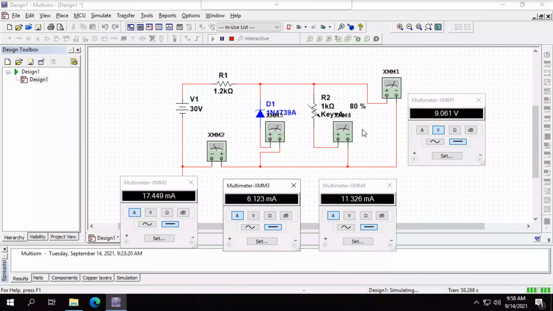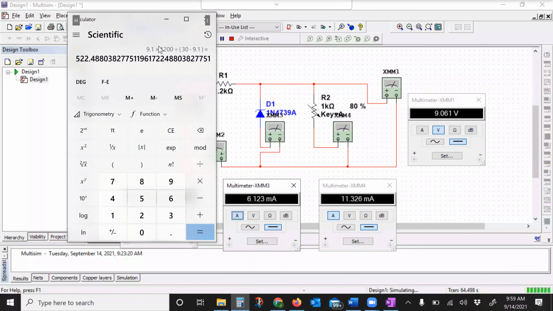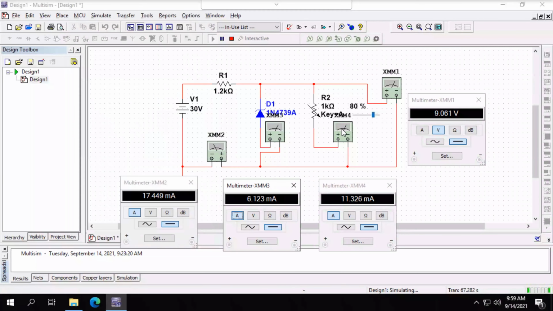So remember, we calculated initially that the Zener diode would turn off at 522 ohms, if I remember correctly from our calculation. Using that formula from the handout, if you solve the voltage divider equation for RL and then plug in our particular values, you get 522 ohms. So we would expect the Zener diode to turn off around 522 ohms. Okay, so let's decrease down to 60%, see what happens.